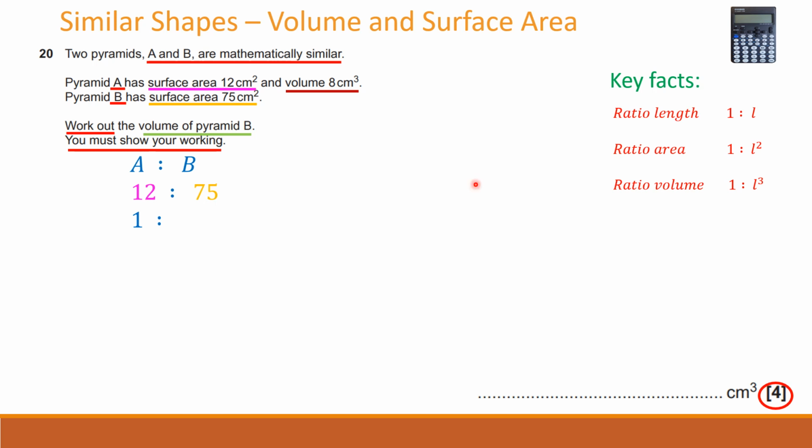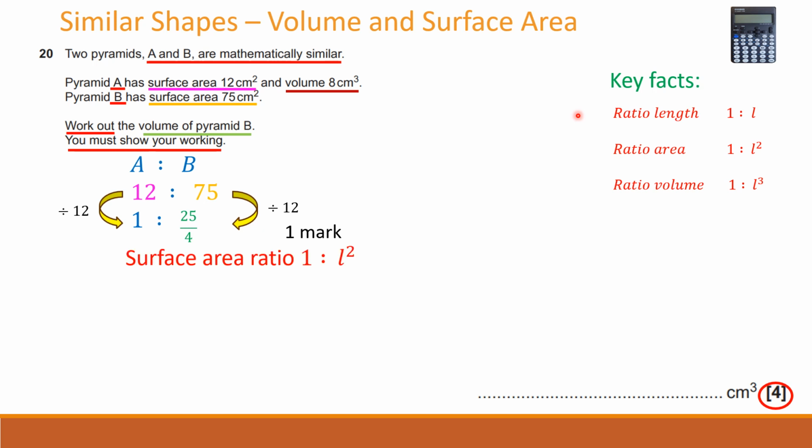At the minute, we've got a ratio of 12 to 75. To get from 12 to 1, we're going to divide by 12, so I've got to do the same to the 75. Now you are allowed a calculator on this question. So you could literally type in 75 over 12 on your calculator, and that will cancel down to 25 over 4 for 1 mark. If you left your answer as 12 over 75, 75 over 12, or a decimal, you will get the same method mark.